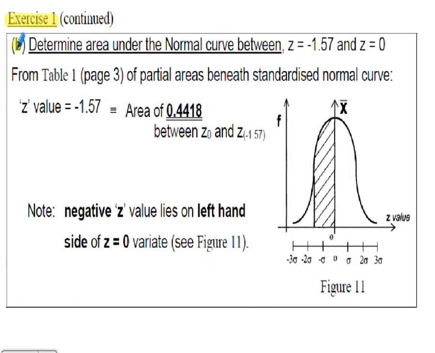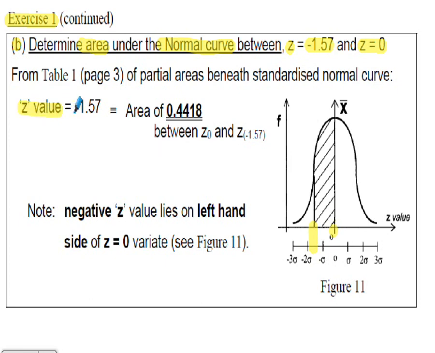Exercise 1, this is part B. We're asked to find the area under our normal curve between z is equal to minus 1.57 and z is equal to 0. And don't forget z is equal to 0 is here at the x bar position, the center of our bell, and the minus 1.57 means it's going to be a value here to the left of the z is equal to 0 position. So a negative z is to the left of our x bar line here.